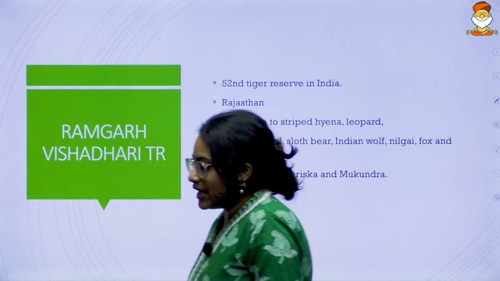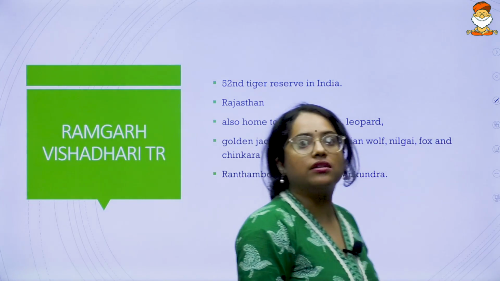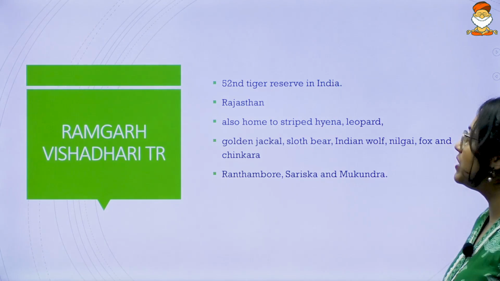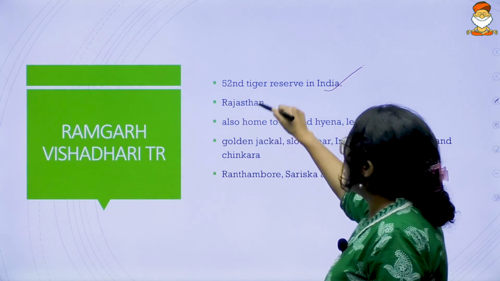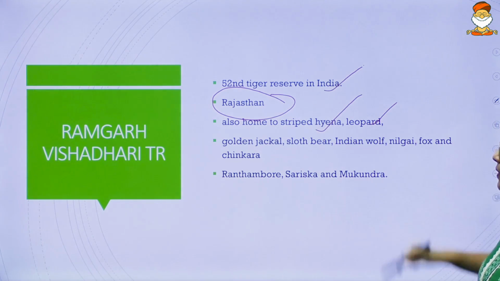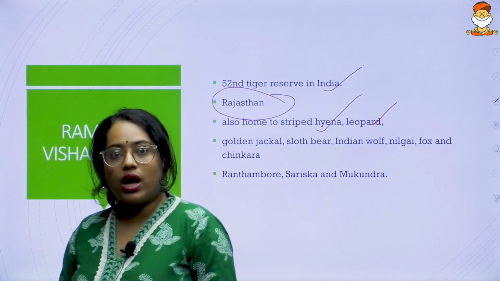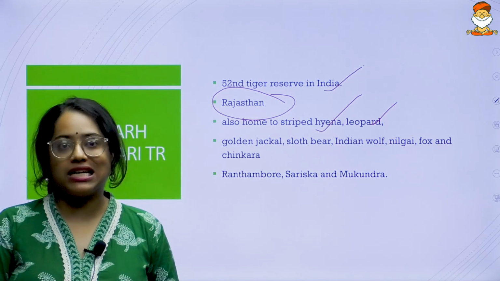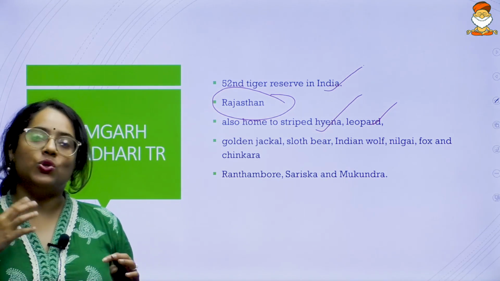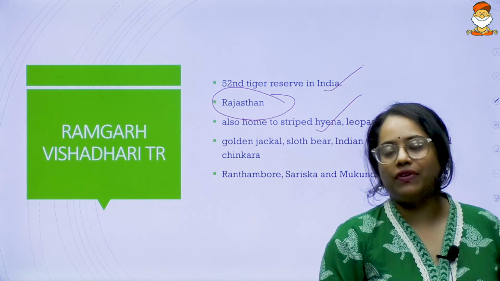The next thing in the news is that Ramghar Vishadhari Tiger Reserve was listed as the 52nd Tiger Reserve in India. It is in Rajasthan. It is also home to the striped hyena, leopard, etc. Apart from Ramghar Vishadhari, Rajasthan also has the tiger reserves of Ranthambore, Sariska and Mukundra. So again, the 52nd Tiger Reserve is obviously the current affairs part of it.